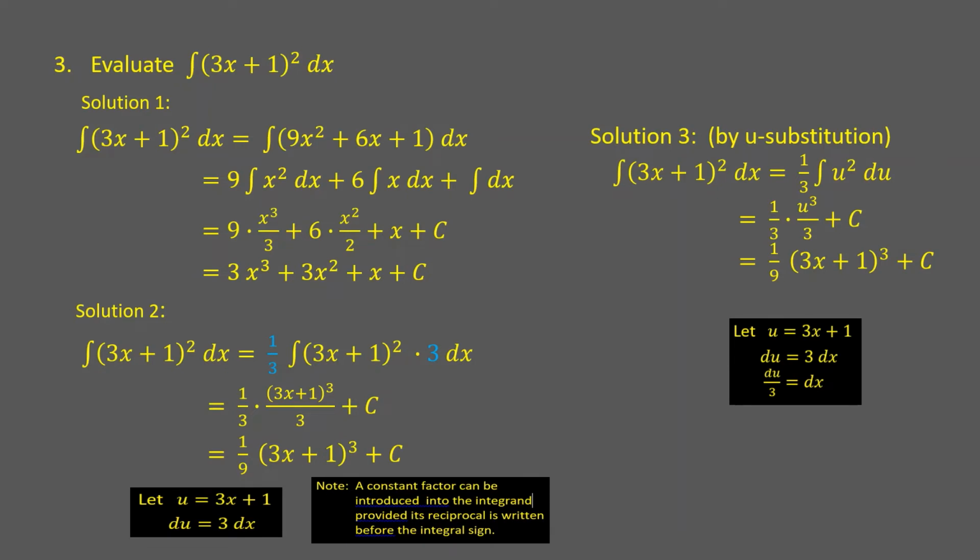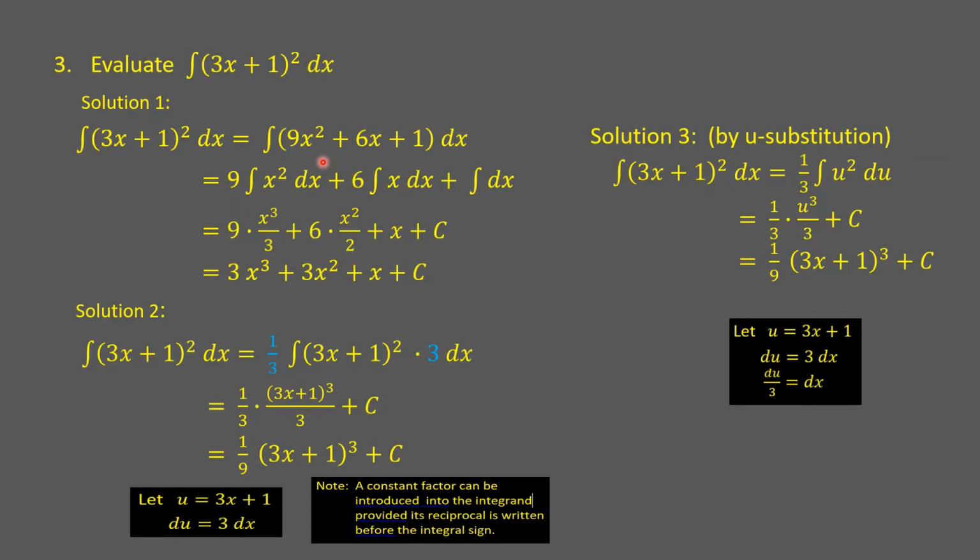Okay, in this particular example, we will show three solutions, three different ways of evaluating the integral of (3x + 1)² dx. The first solution is done by first expanding the square of 3x + 1, and that will give us 9x² + 6x + 1, so that the integral of (3x + 1)² dx is evaluated in terms of the integral of 9x² + 6x + 1 dx.